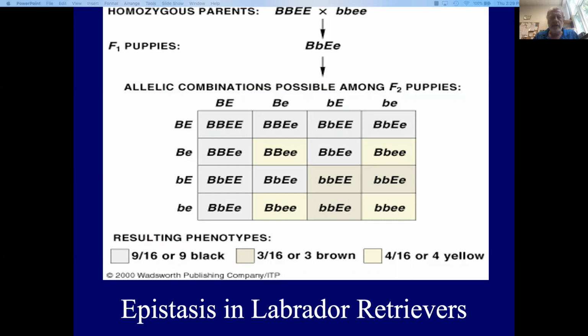If we cross them when they grow up, we get 9/16 of our offspring with a big B and a big E, and they're black labs. 3/16 with little b's and a big E, and those are the brown or chocolate labs. And then 4/16 with 2 little e's, and those are yellow labs. So here the little e's are blocking the deposition of the pigment made by the B gene. Therefore, the B gene has been blocked, and it is the hypostatic gene. The E gene is doing the blocking, therefore it's the epistatic gene.